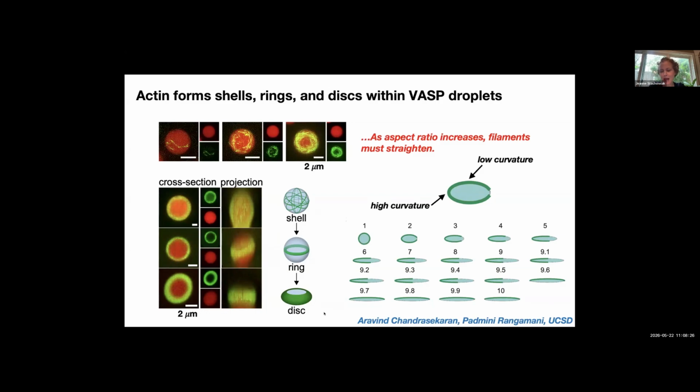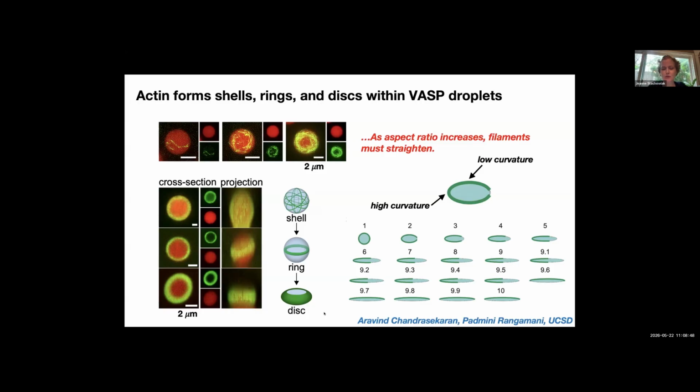And Padmini, as is often the case for her, made some interesting predictions. She said, well, what's happening here must be that the rigidity of the filaments is competing with the surface tension of the condensate. And, eventually, if you add enough actin filaments, those filaments won't be willing to curve anymore. They're going to have to straighten out and give you rod-like morphologies.